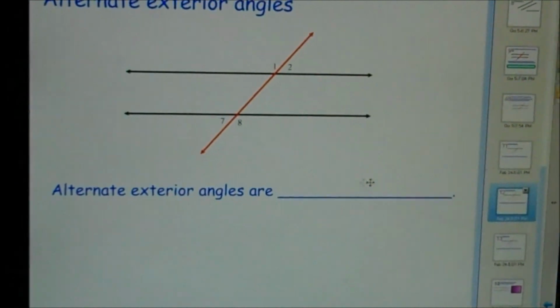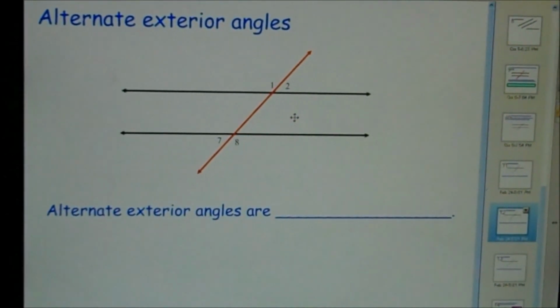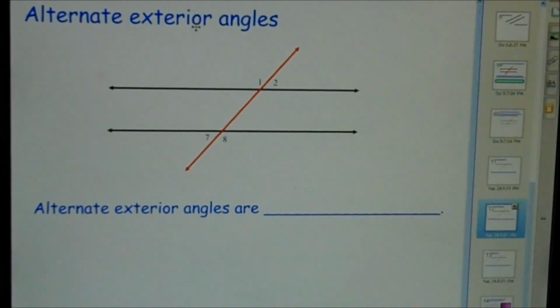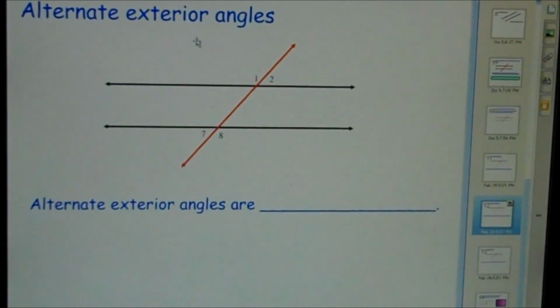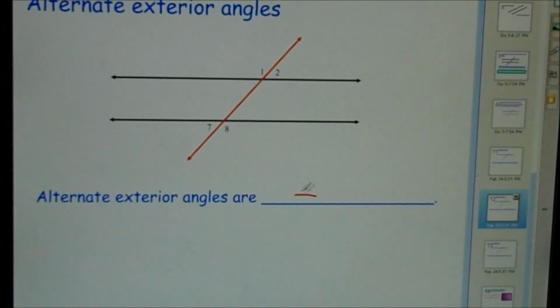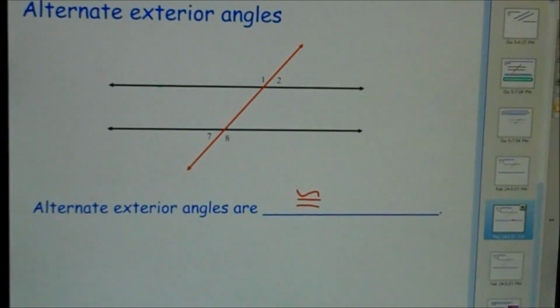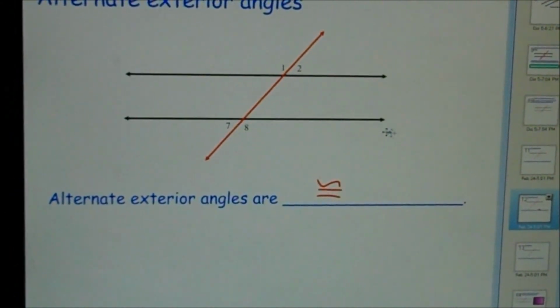Alternate exterior angles. There's that same peanut butter and jelly sandwich. There's our lines. But look, there's no peanut butter and jelly on the inside. This time we're talking about the exterior, the outside. Same thing happens. Alternate exterior angles are 1 and 8 or 2 and 7. Alternate exterior angles are also congruent. This time I'm going to draw the congruent symbol. You guys have to get used to seeing it. Alternate exterior angles are also congruent. Take note of this and practice.